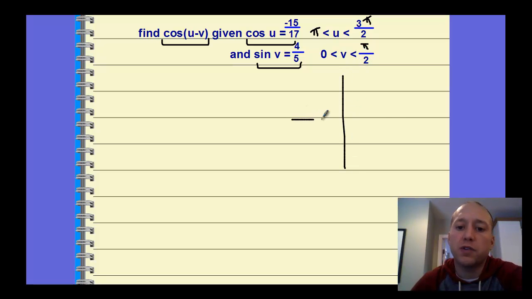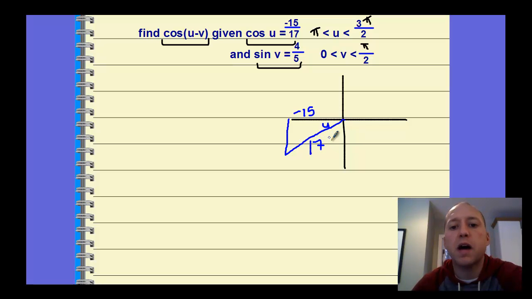So just like we did first for last chapter, we should be drawing these. So let's draw angle U. Angle U is in the third quadrant, so we're going to make some triangle over here, angle U. And we know our cosine is negative 15 over 17, so negative 15 has to be the adjacent, 17 has to be the hypotenuse. I'm just using my right triangle trig to draw that triangle.